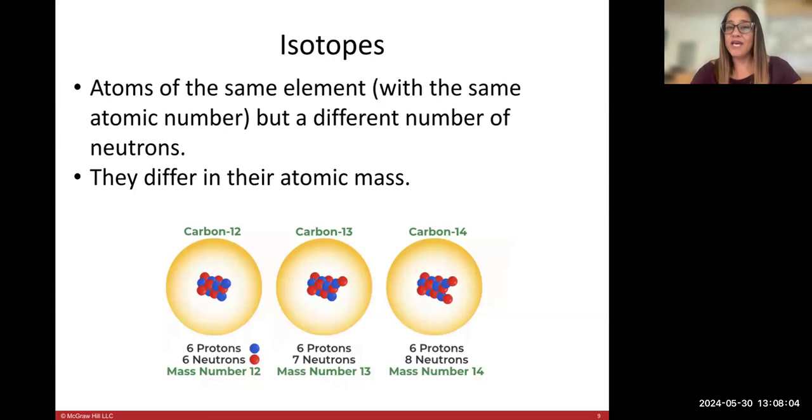Isotopes. Sometimes atoms of the same element with the same atomic number will have a different number of neutrons, so they will differ in their atomic mass. Carbon is one of them. Carbon 12, 13, and 14 are 3 naturally occurring isotopes. Carbon 12 has 6 protons and 6 neutrons. You add the 6 and 6, and the mass number is 12. Carbon 13 has an extra neutron. Carbon 14 has 2 extra neutrons.